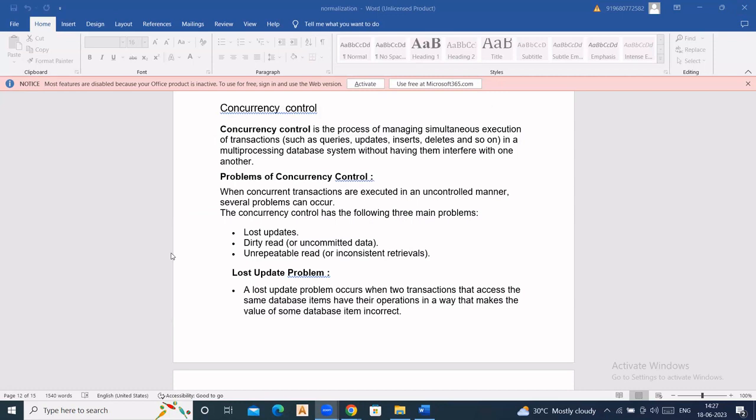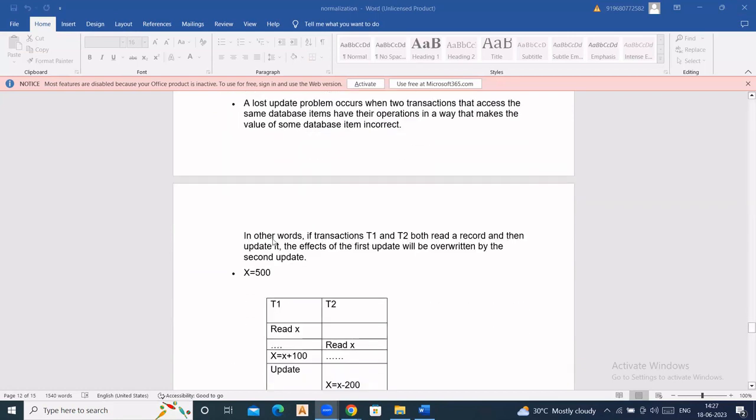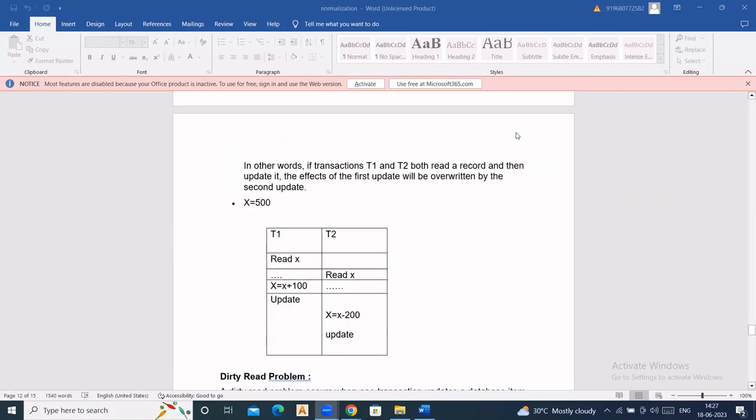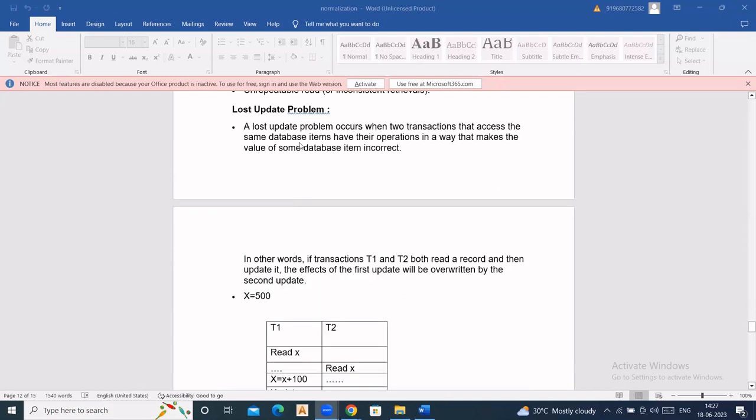Now see, what is this actually? What is the meaning of lost update problem? Try to understand this example. It's important for GATE students. If GATE students are not getting it, you should ask me. Now, what is the meaning of lost update?